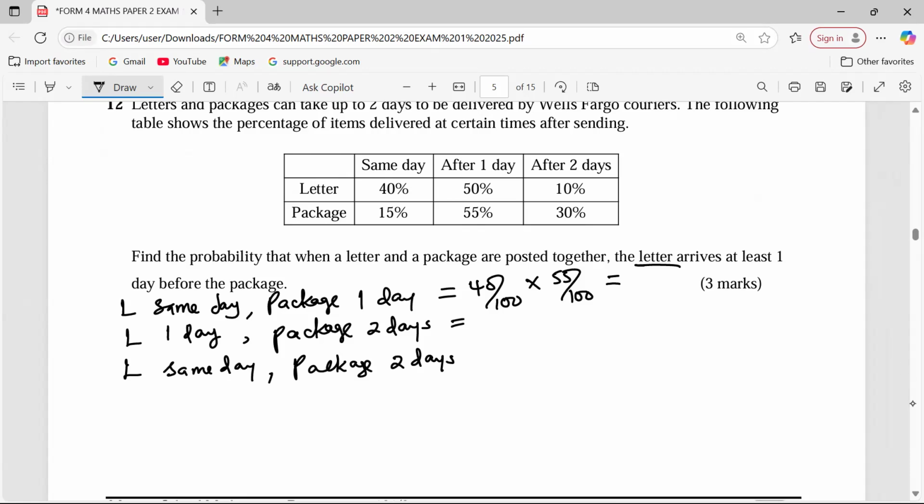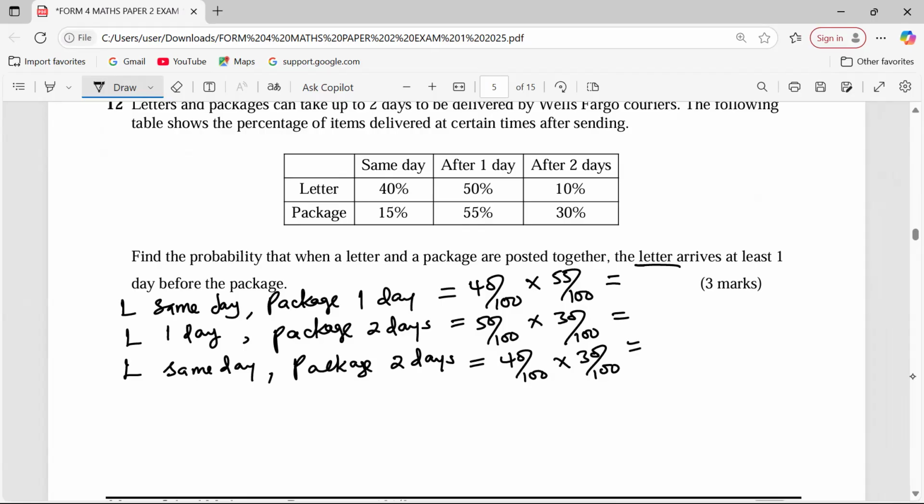The second option, letter taking 1 day, 50%, while package taking 2 days, 30%. And finally, the letter arriving the same day, 40%, but the package arriving after 2 days, which is 30%. That way.